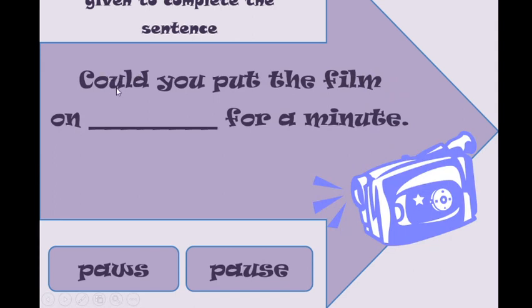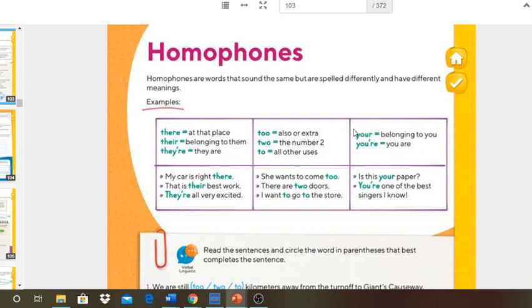The next sentence for you to help me to complete is: could you put the film on pause for a minute? Because I'm going to the restroom. Which one would you say? Paws or pause? We know that paws, like this, is referring to the foot of a dog. And pause is the action when you stop a film for a minute because I'm going to the restroom. Perfect.